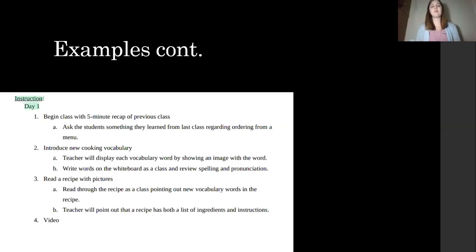So that's why we had to be very specific, and we said ask the students something that they learned from the last class regarding ordering from a menu. So make sure that your steps are very, very specific. You need to make sure that if somebody were to come into your classroom, they didn't know what you were doing beforehand, they might not even understand the topic, but they know how to present it to the students based off of your instructions.